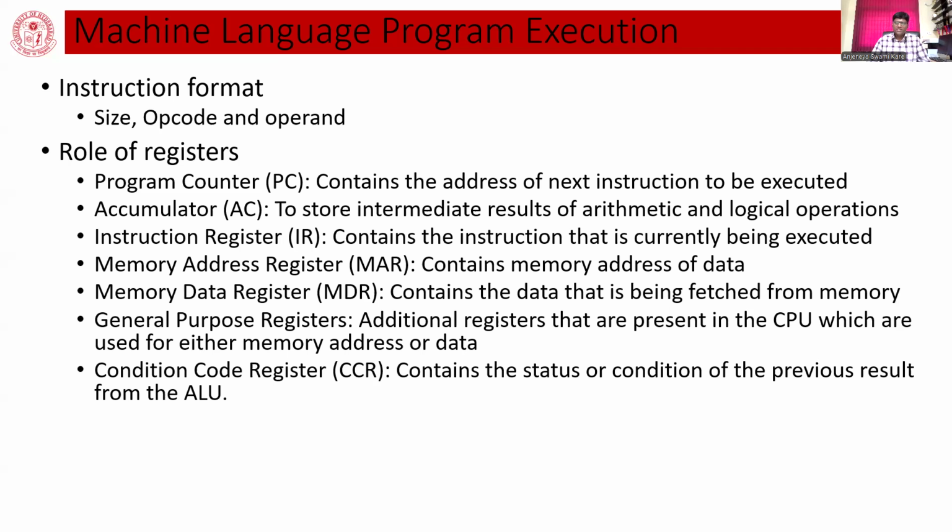The condition code register contains the status of the condition of the previous result from the arithmetic logic unit. For example, you have made a comparison, or there is some overflow, or there is some division by zero operation. All those things will be stored as flags set in this register.